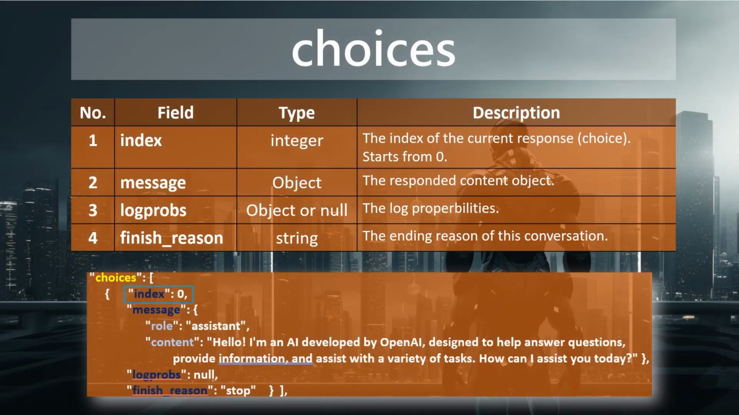The index is an integer, indicating the index of the current response. The first response choice from the GPT model will be labeled as index 0. The concept is the same as most computing languages. Numeric indexes start from 0.